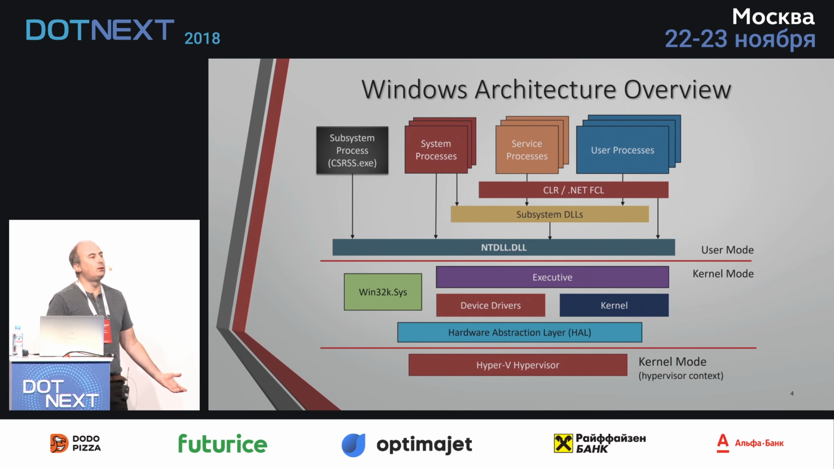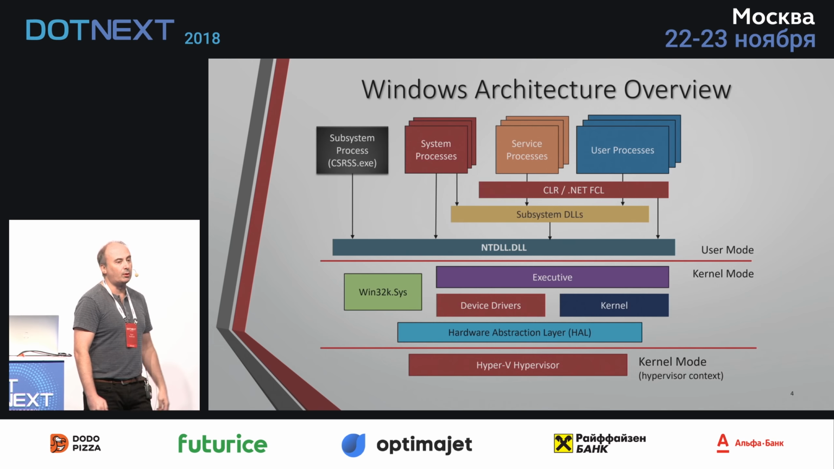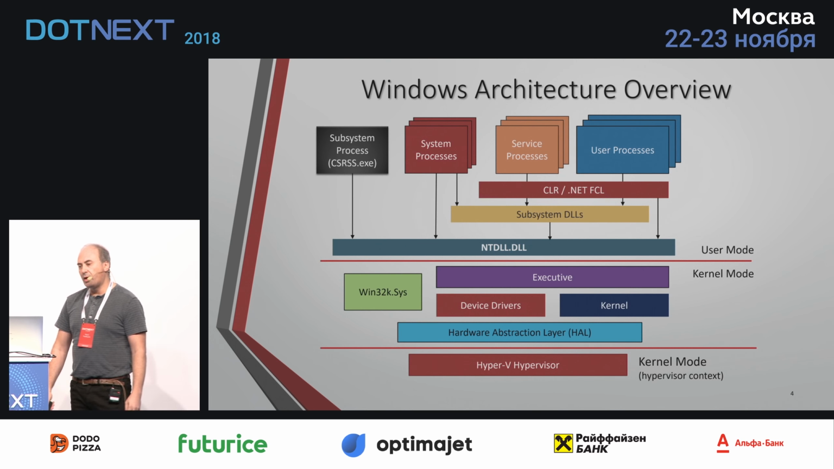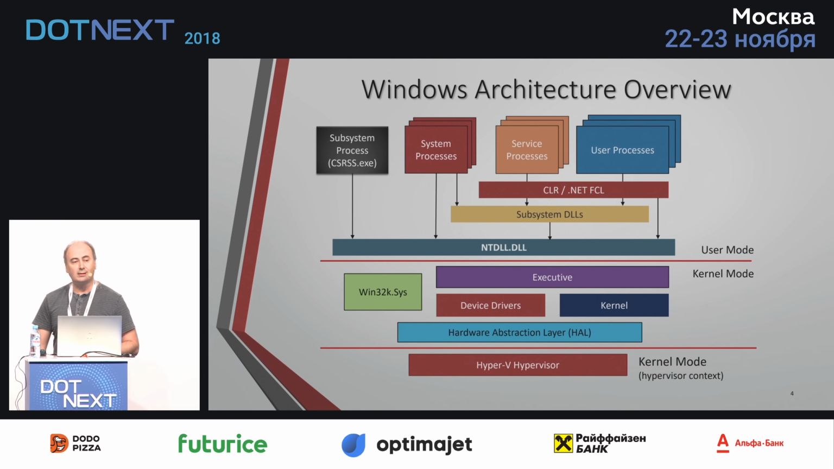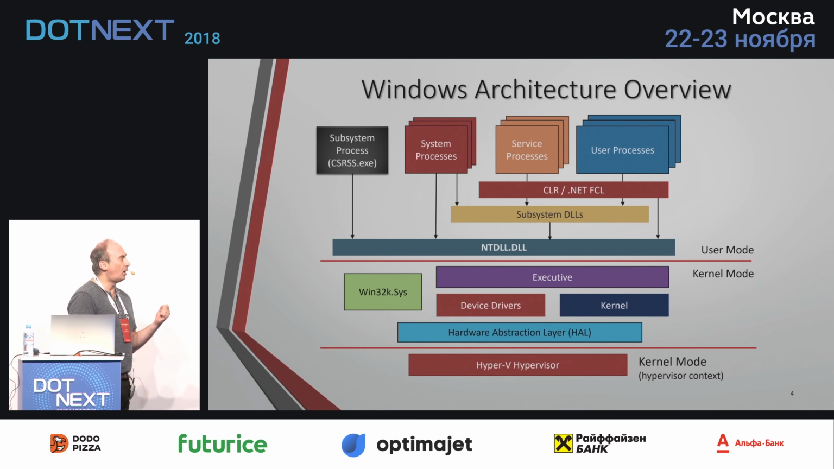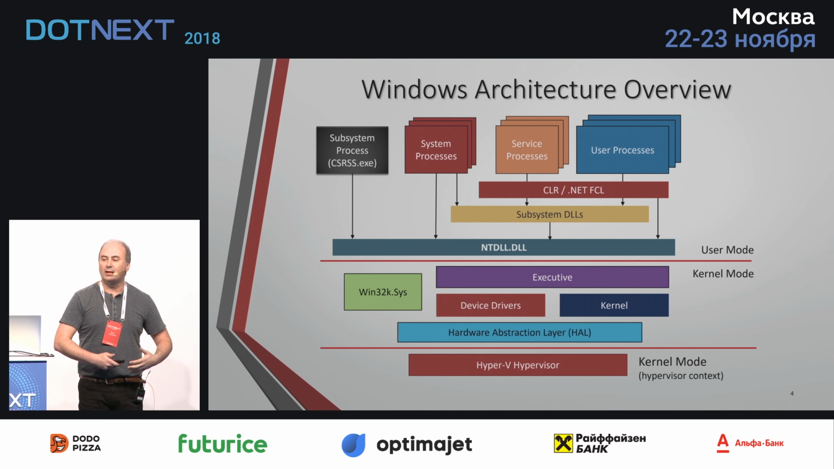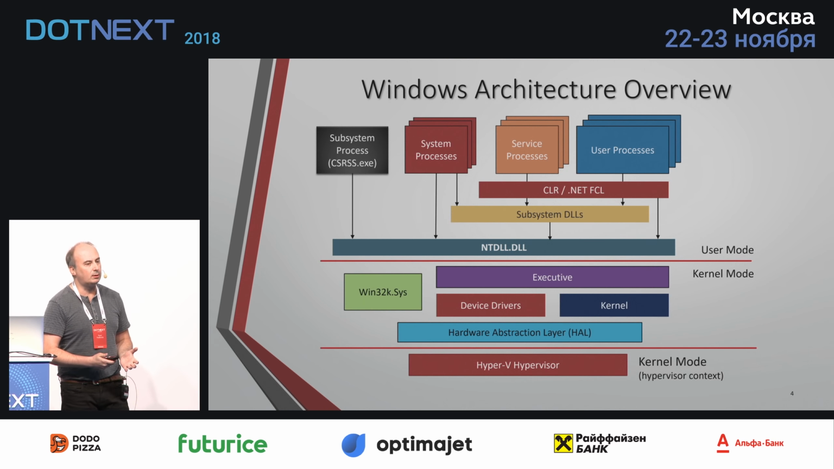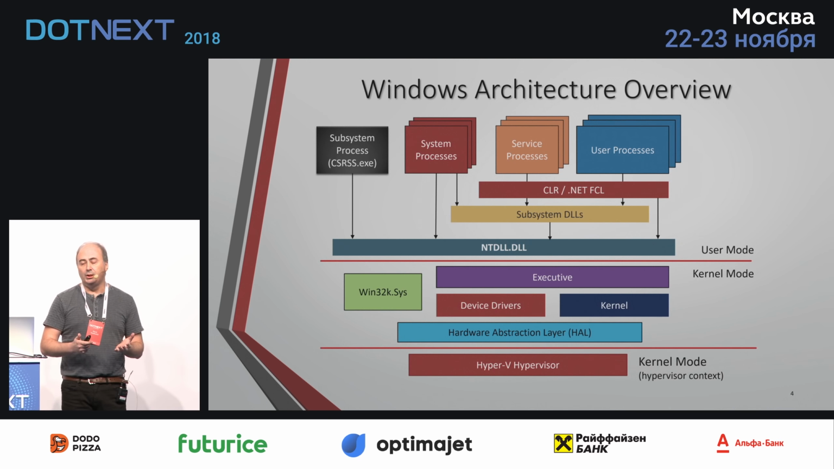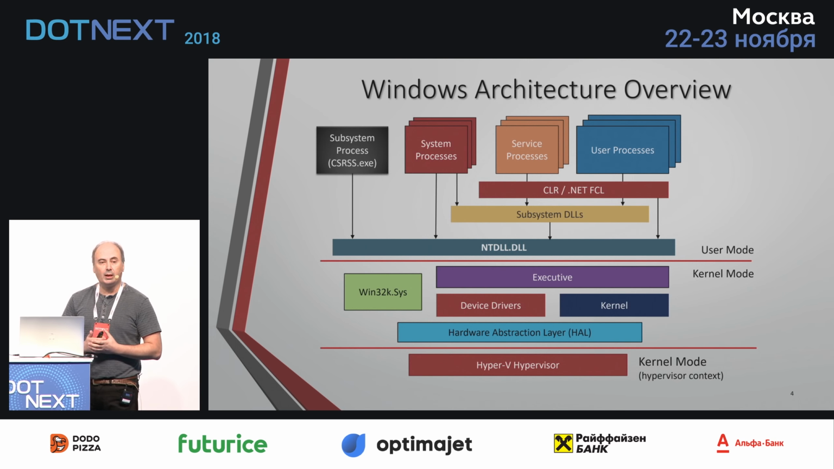So where is .NET in all this nice diagram? This is .NET. We have the CLR and the .NET Framework Class Libraries. They actually sit on top of the subsystem DLLs that expose the Windows APIs. And so .NET is completely in user mode. There's nothing kernel about it.